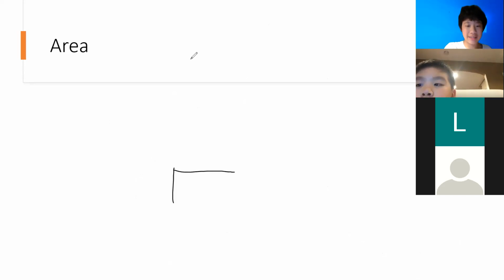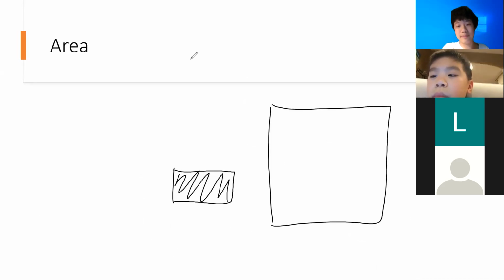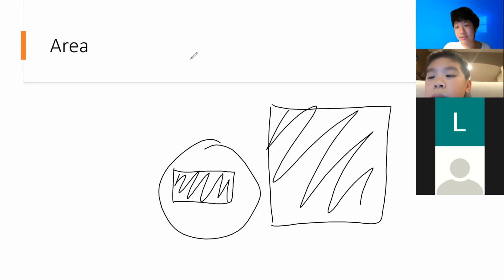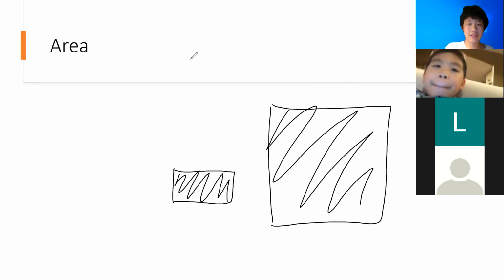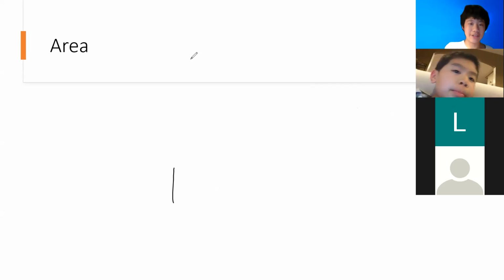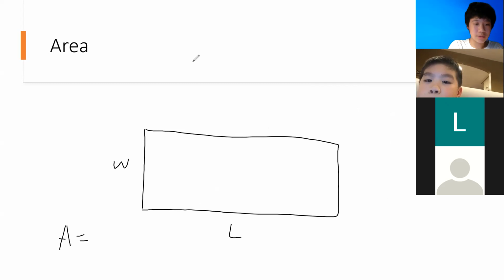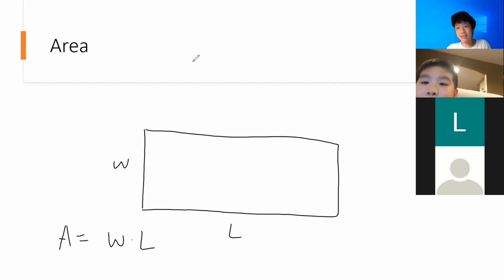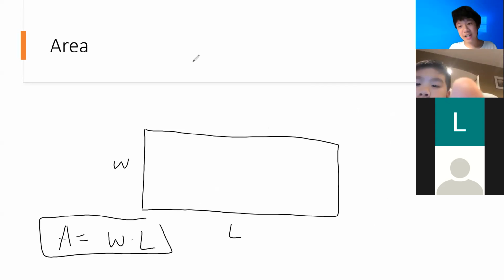So for example, if I had a small shape like this, there's a lot less space inside this than if the rectangle were bigger, right? So in this case, this rectangle has a small area, and this rectangle has a big area. So how do we find the area of rectangles? Well, you might know already, if we have length L and width W, then the area will equal W times L. I think a lot of you already know this, but if you don't, you should remember it. The area of any rectangle is W times L.